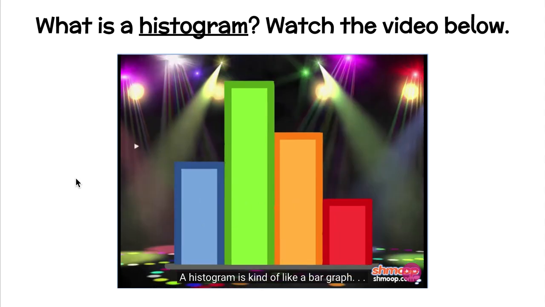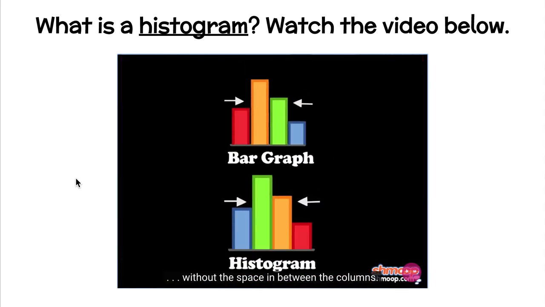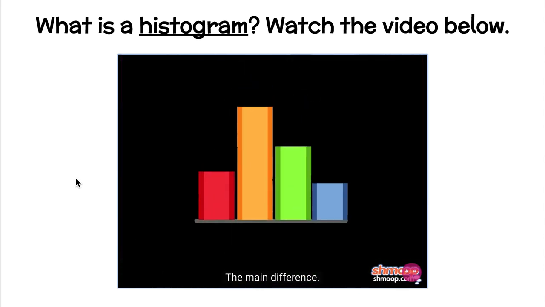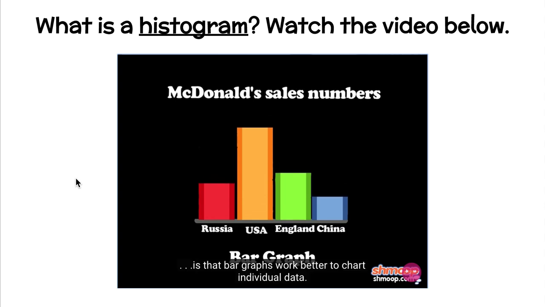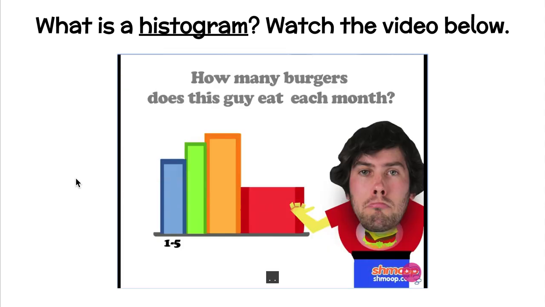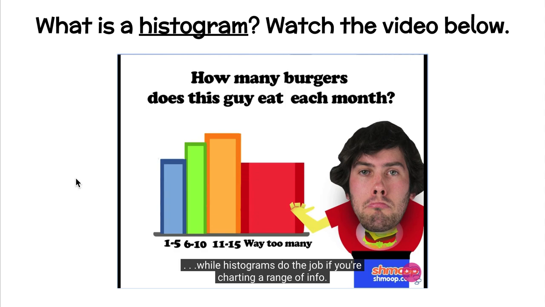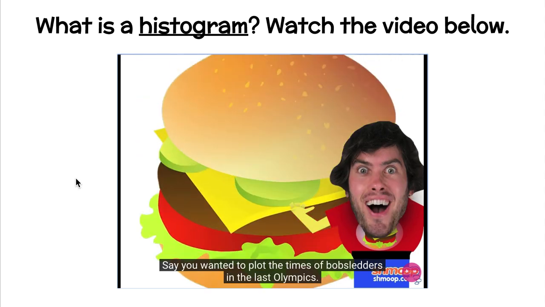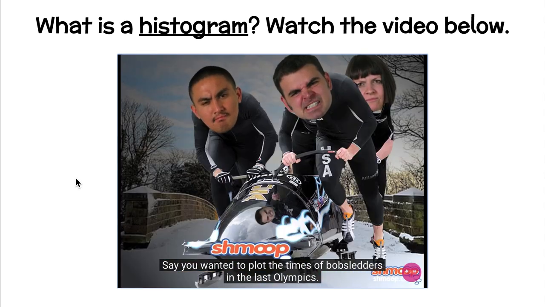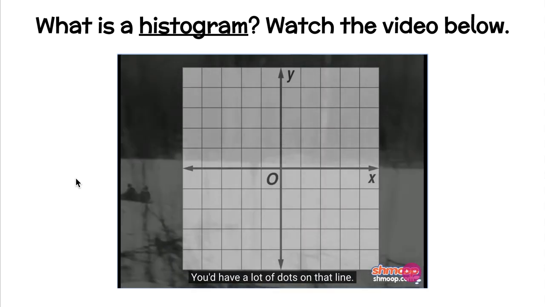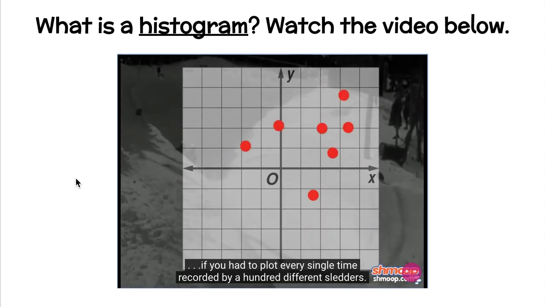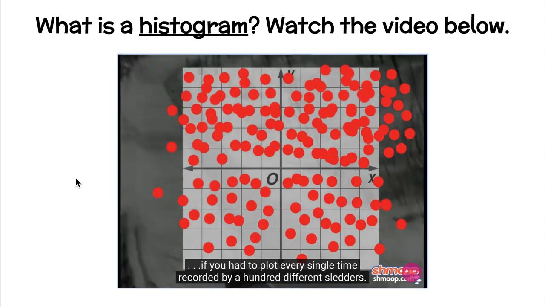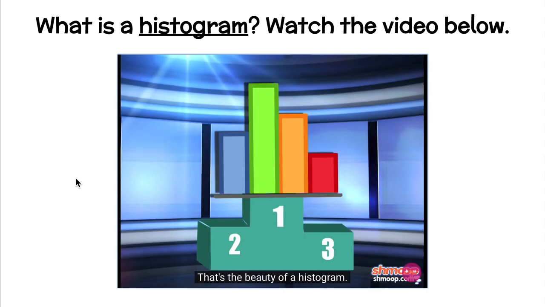A histogram is kind of like a bar graph, without the space in between the columns. The main difference is that the bar graph works to better chart individual data, while histograms do the job if you're charting a range of info. Say you wanted to plot the times of bobsledders in the last Olympics. You'd have a lot of dots on that line if you had to plot every single time recorded by 100 different sledders. That's the beauty of a histogram.